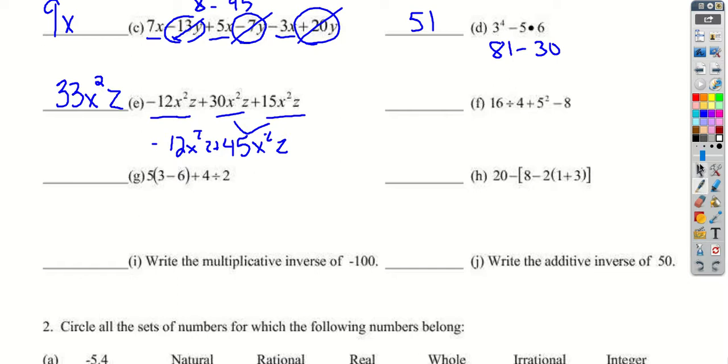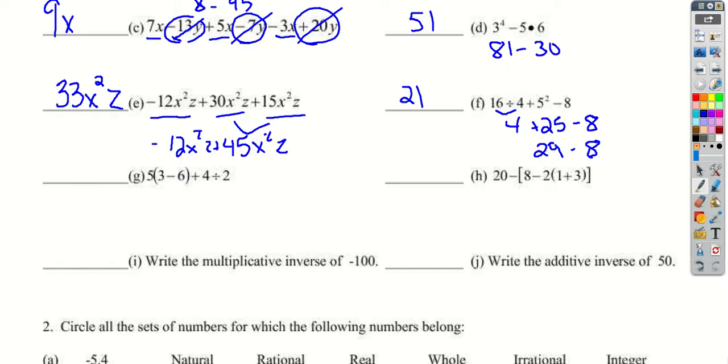All right. For the next one, we're just dividing here, going in the same order. So exponents first. That's 25 plus. We can also do the division here to get 4. And then we're adding and subtracting. So 25 plus 4 is 29. And 29 minus 8 becomes 21.